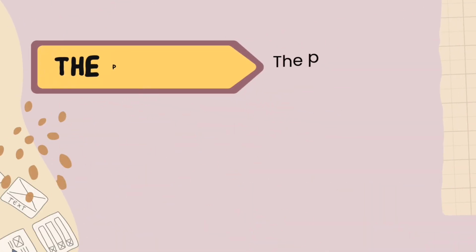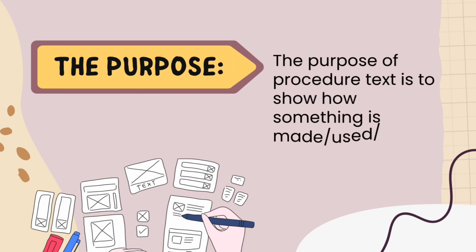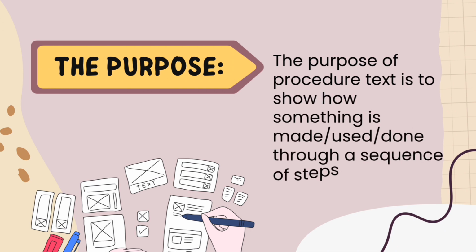The purpose of procedure text. The purpose of procedure text is to show how something is made or used or done through a sequence of steps. In other words, procedure text is used to describe one by one how something can be made or achieved. Through procedure text, you will find it easier to understand and read instructions on how to do things in the right order.